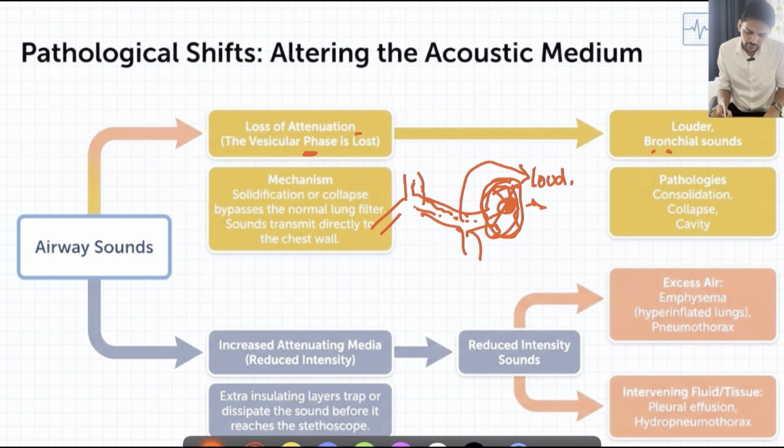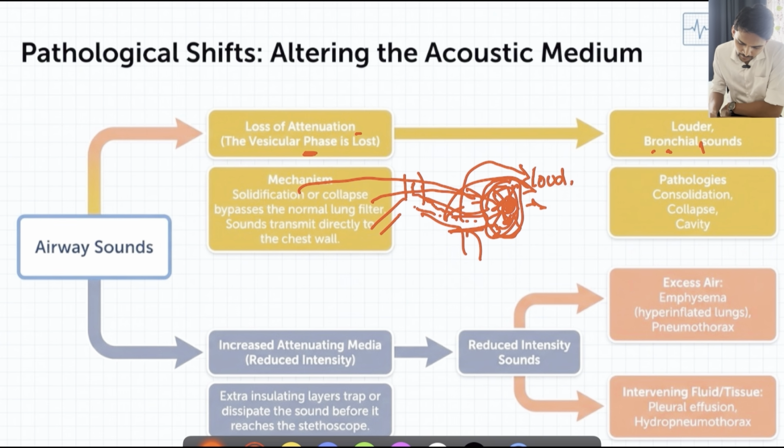Now why is this vesicular phase lost? Because there might be solidification of these vesicles, or these vesicles might have collapsed, but the bronchus is still patent. So this solidification or loss of this vesicle will lead to direct transmission of these high frequency sounds without any filtration, leading to higher intensity.